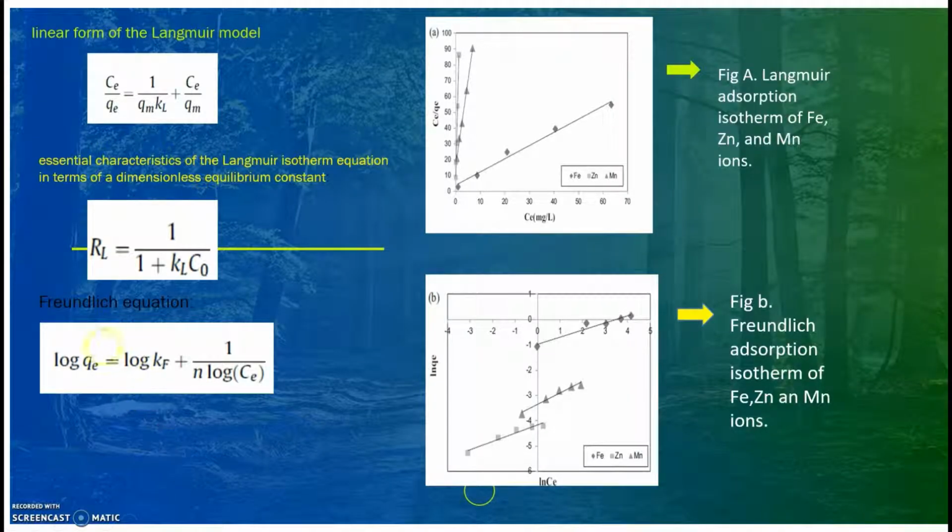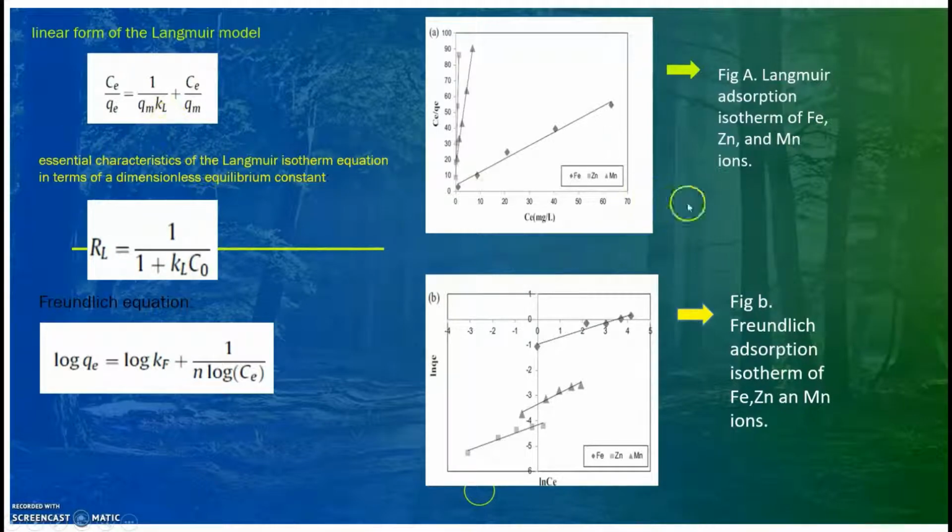Okay, the linear form for the Langmuir model is this formula. So CE, what is CE? CE is the concentration at equilibrium. QE is the metal ion absorbed at equilibrium. QM is the capacity of the monolayer absorption at equilibrium. And KL is the Langmuir constant.